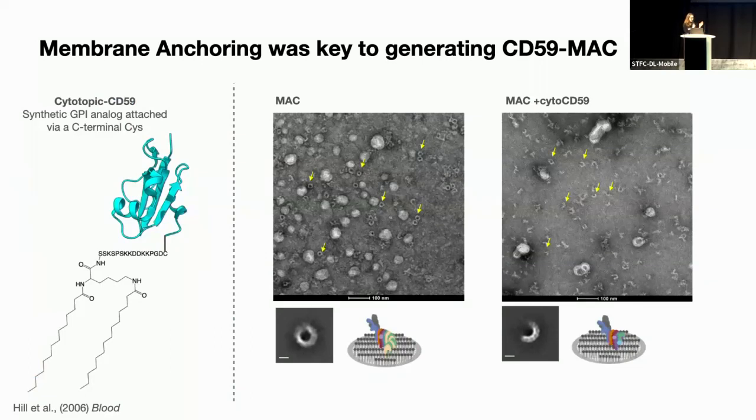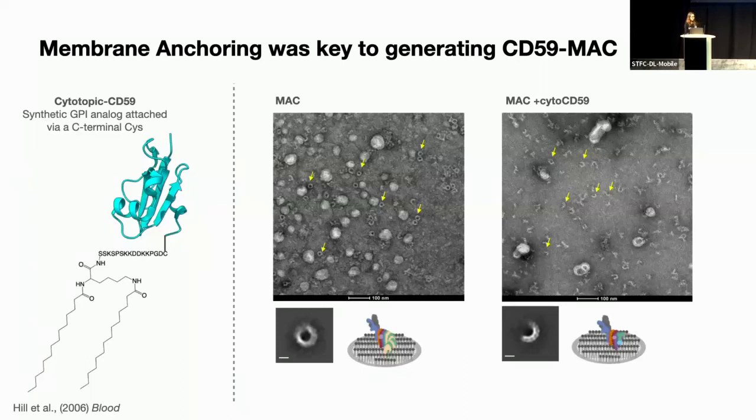So we use this myristoylated cytotopic peptide, which gets linked to the C-terminus of our protein, and then it can spontaneously incorporate into the membrane. And on the right-hand side here, I'm just showing a simple C9 polymerization experiment, which shows that in the presence of this analog, we get inhibition of MAC.